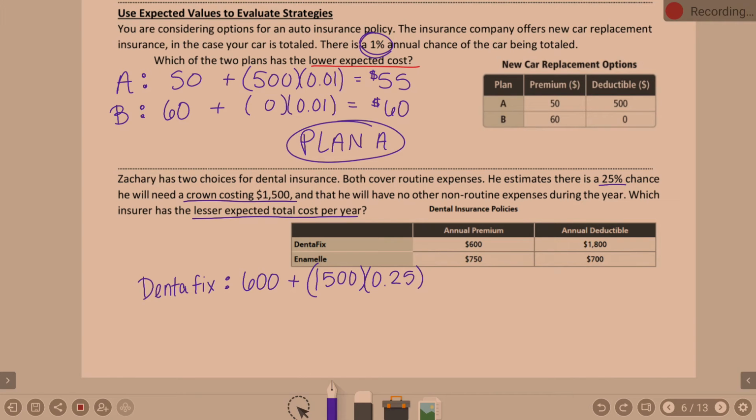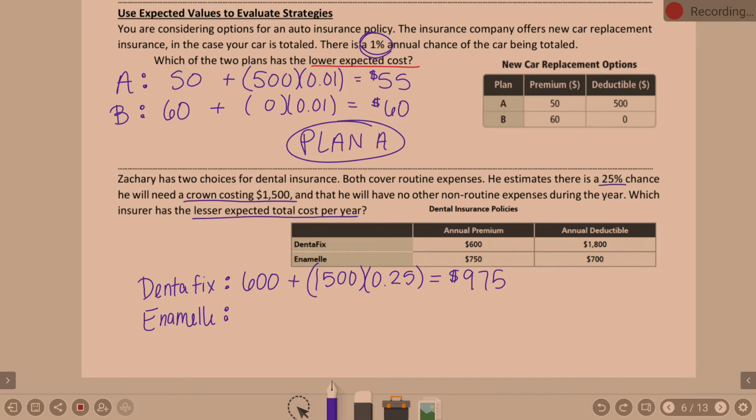So the math you're doing is whatever 25% of $1,500 is, and then adding that to $600. So notice I didn't use the whole deductible because his crown is less than the whole deductible. What are you guys getting? $975. And then we have, I don't know, is this enamel? Enamel? I don't know. Whatever this other company is.